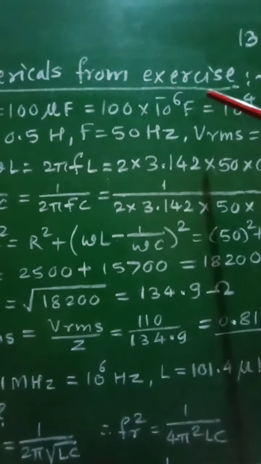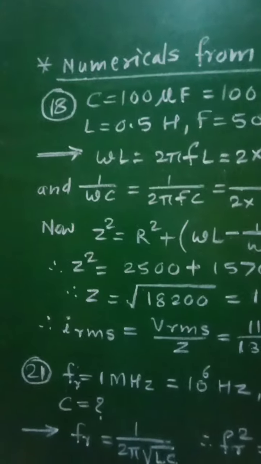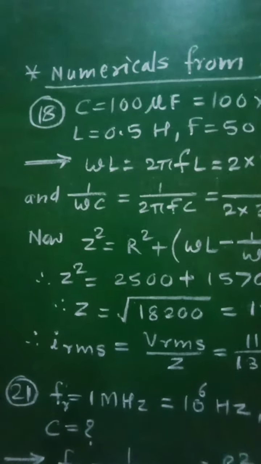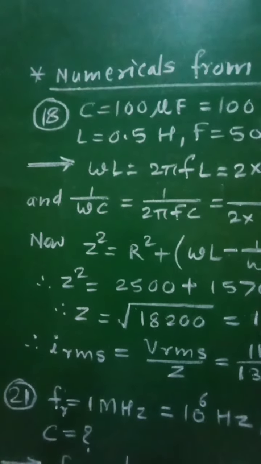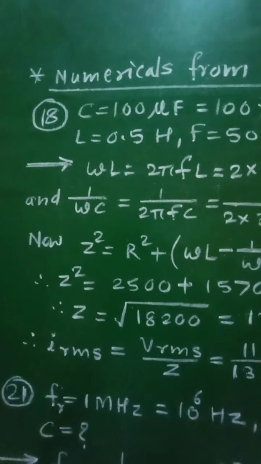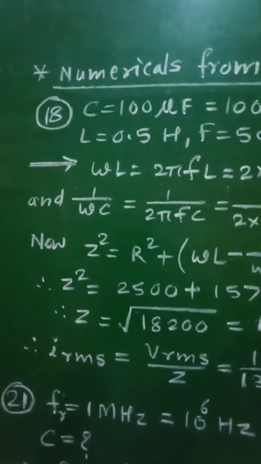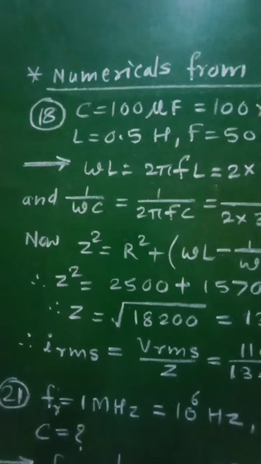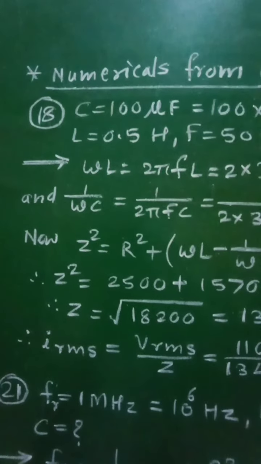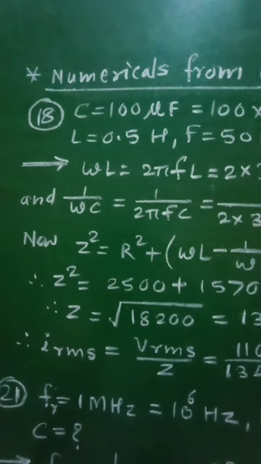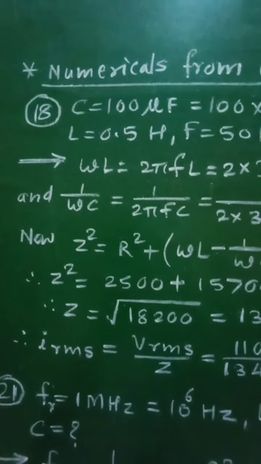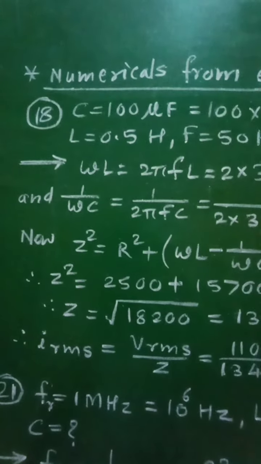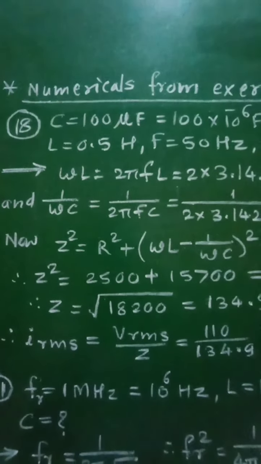Let us see numerical number 18, which is stated as: a capacitor of 100 microfarad, a coil of resistance 50 ohm and an inductance 0.5 Henry are connected in series with a 110 volt 50 Hz source. Then calculate the RMS value of current in the circuit.